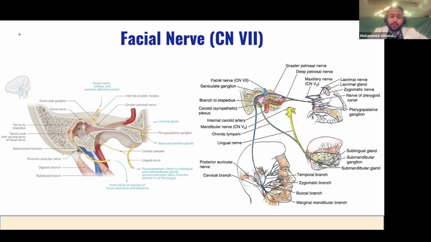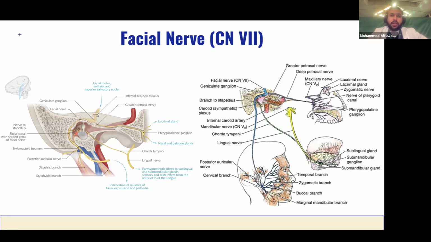Okay, and it will give off one important branch, which is the nerve to stapedius. This is important for dampening of the noise. Okay, then through the facial canal, it will give off another important branch, which is the chorda tympani.